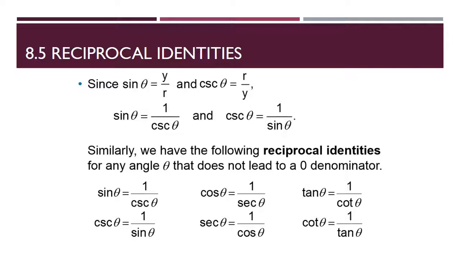We've seen them before. We've actually used them. Just kind of summarizing them here one more time. And these are fine as long as we don't have a 0 denominator. When we have a 0 denominator, then our value is going to be undefined.